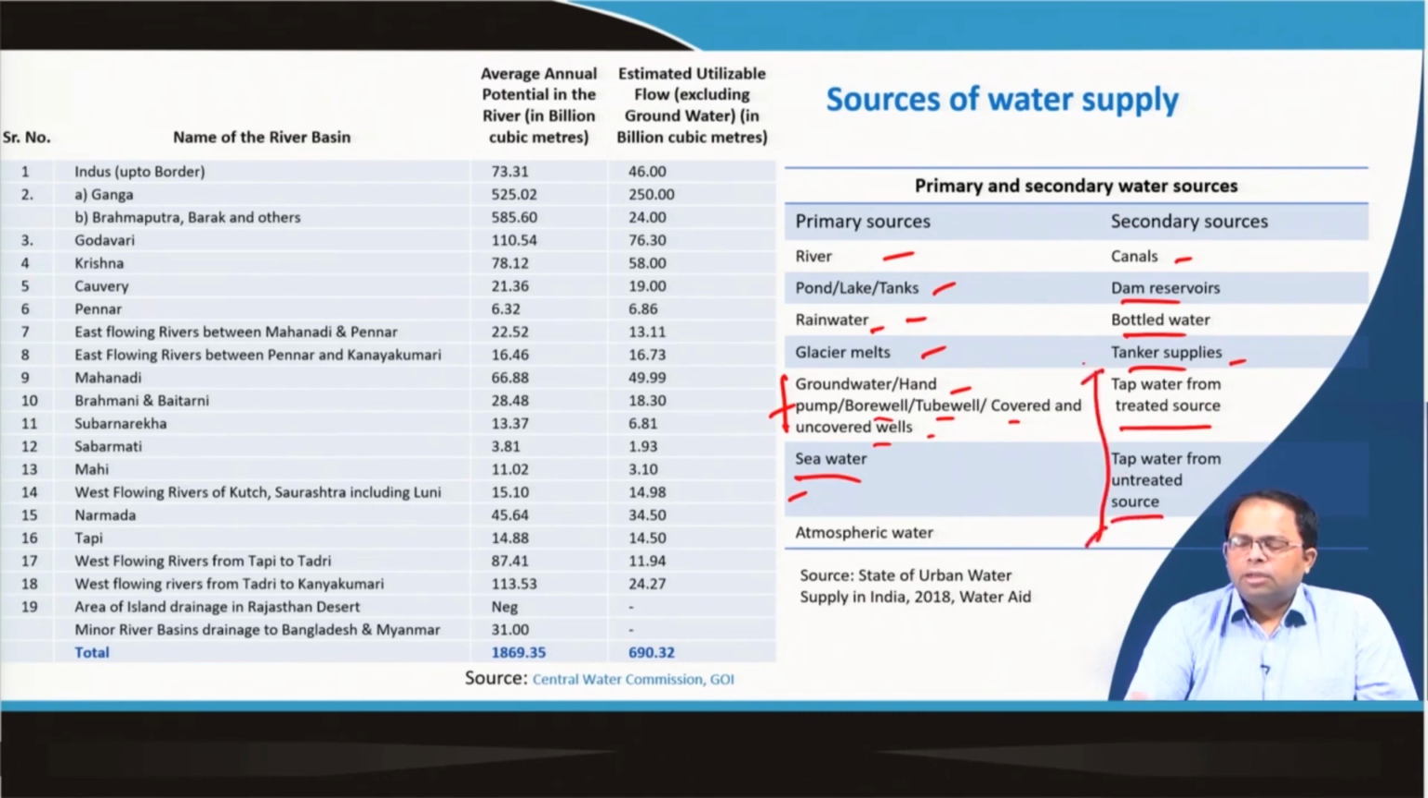So, these are the different sources of water that we actually use in urban areas, and these are the secondary sources. So, these are direct sources and these are secondary sources from where residents get their water.